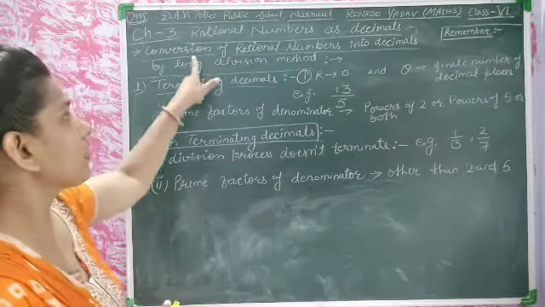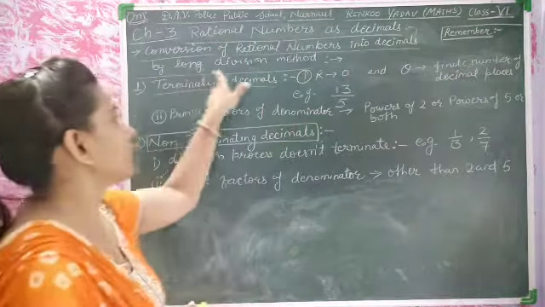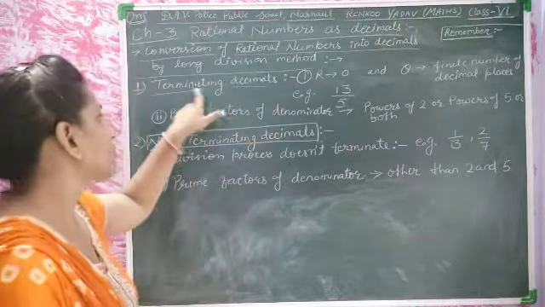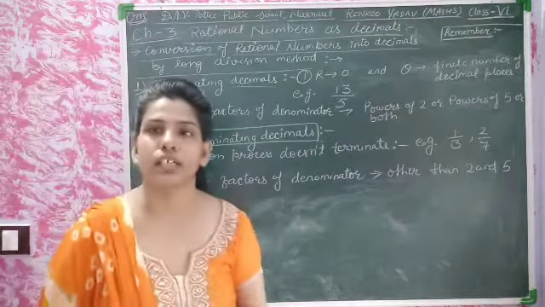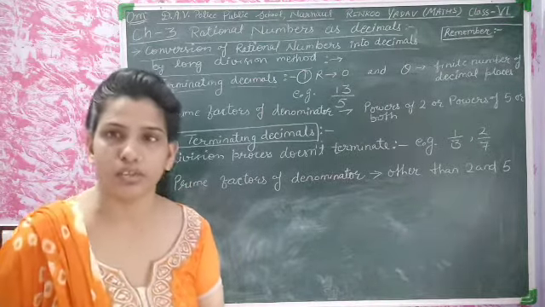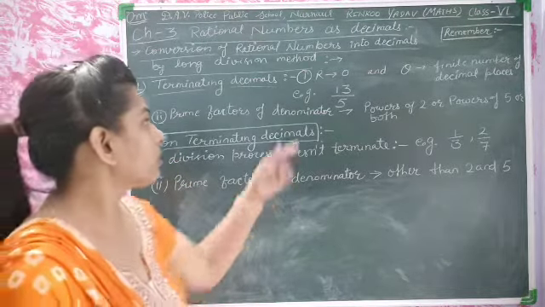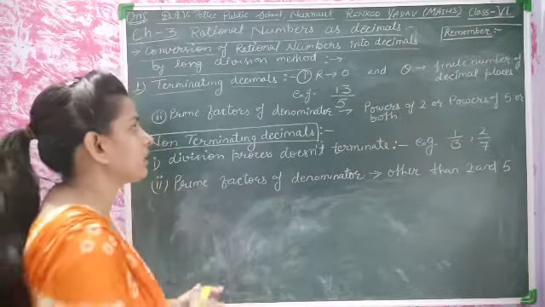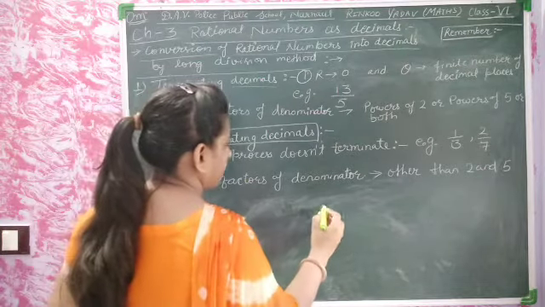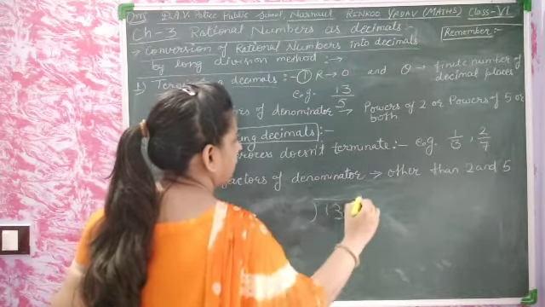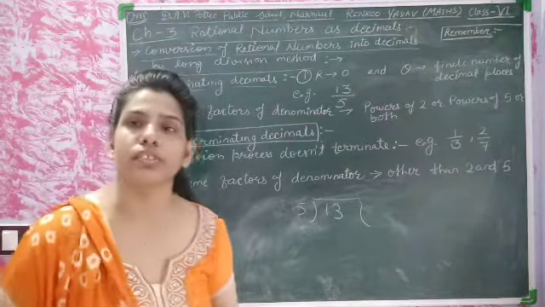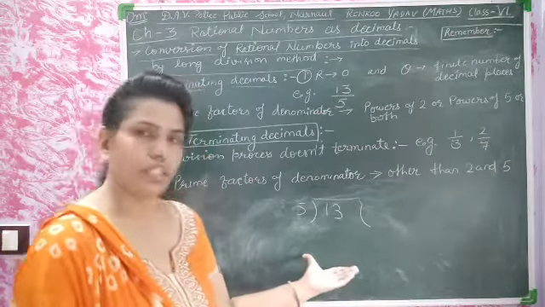Let's see the conversion of rational numbers into decimals by the long division method. The first point is terminating decimals. By the long division method, first we will do the terminating decimals. There is an example, 13 by 5, the number 13 divided by 5. Is it clear, students? We are doing it by the long division method, like this.